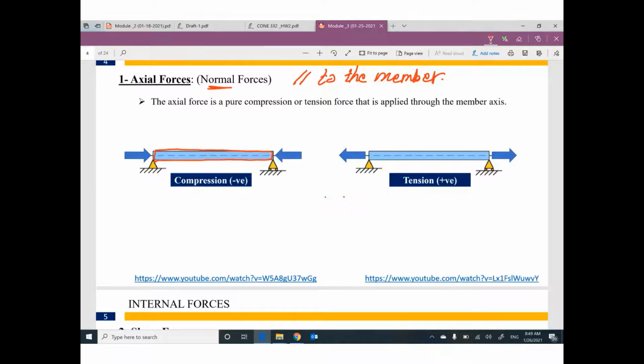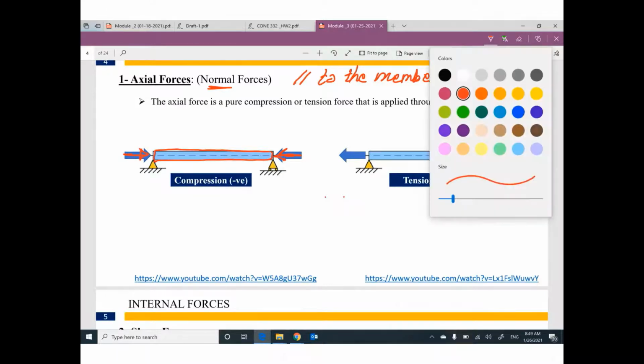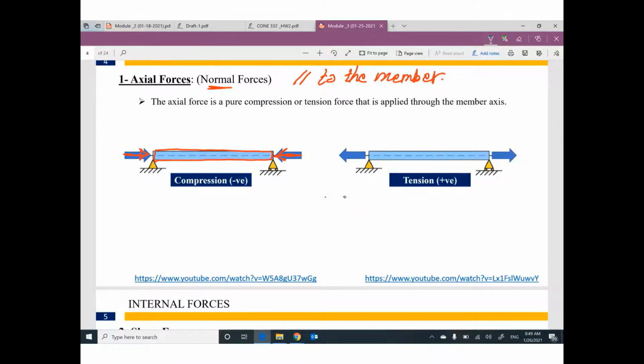The force is parallel to this member. Sometimes this force is pure compression, or sometimes it's tension. Compression, this force pushing the member. Tension, pulling the member.